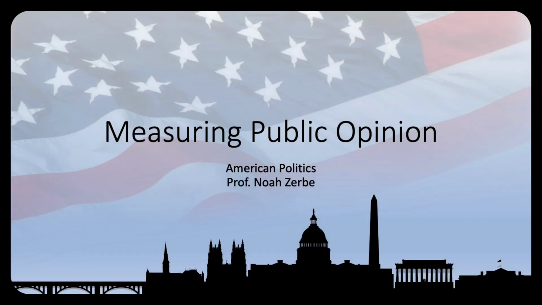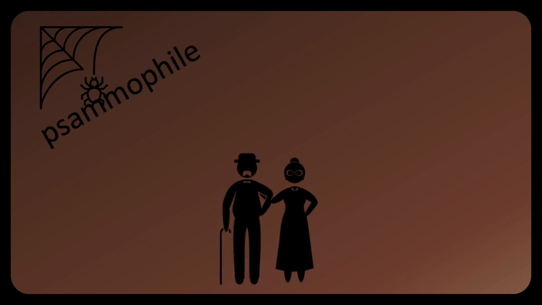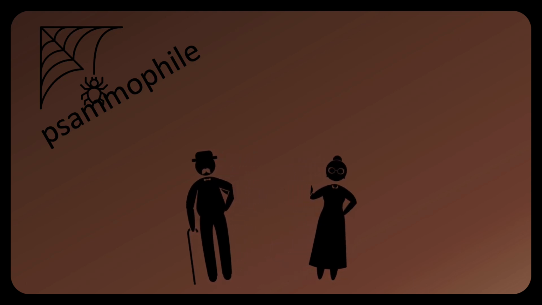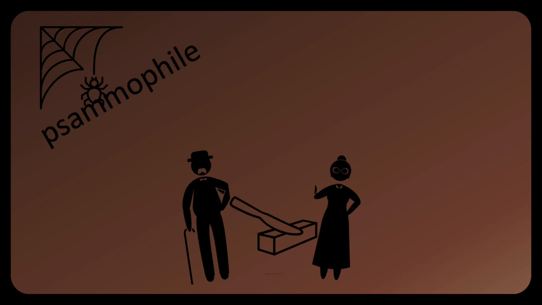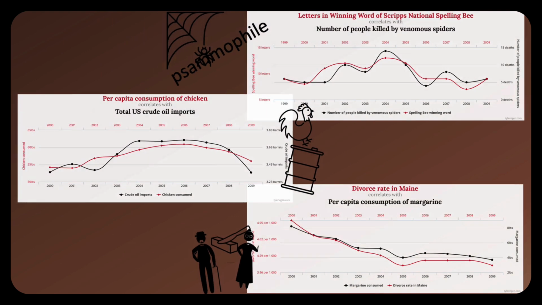Would you believe me if I told you that the length of the winning spelling bee word at the Scripps National Spelling Bee could predict the number of people killed by venomous spiders in the United States every year? Or that changes in the divorce rate in the state of Maine were a predictor of the per capita level of margarine consumption in the United States? Or that higher levels of chicken consumption led to more U.S. crude oil exports? After all, I've got data to back up all these points.